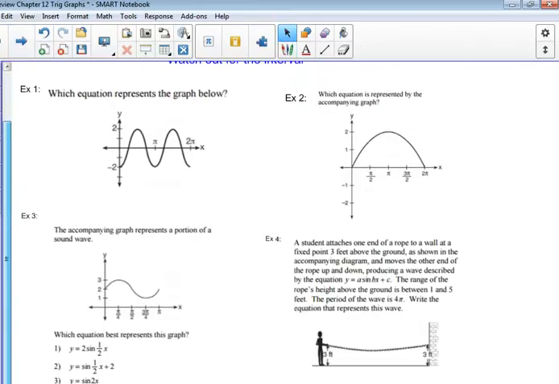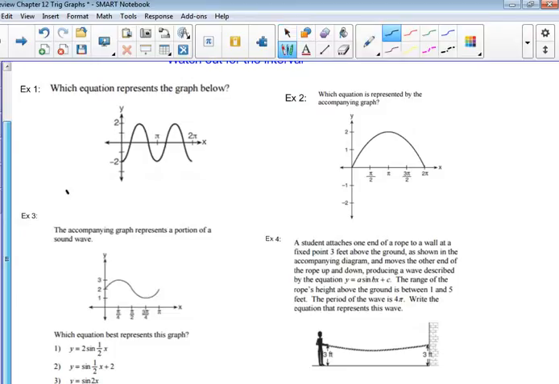All right, so for number 1, if you want to write this equation, we need a y equals. Is this going to be a sine or cosine?